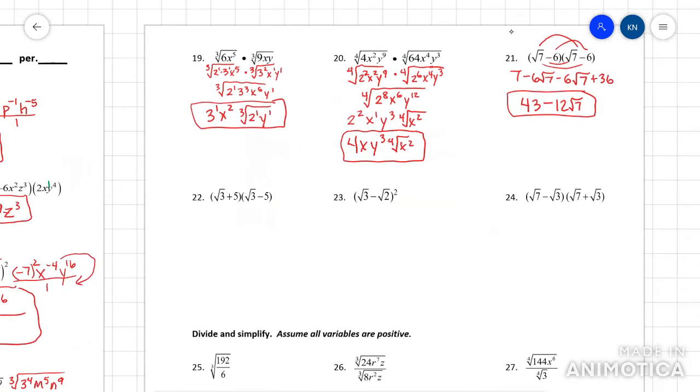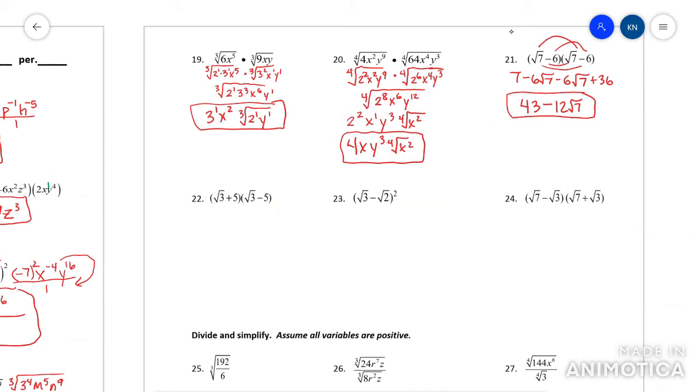Okay, the next one's the same thing. This FOIL, though, it's a nice one because this is kind of like a difference of squares. So you do your first times your first, which would just make 3. Then the outside, inside are going to cancel, but I'll write it out to show you anyways. You'll have a minus 5 root 3 and a plus 5 root 3. And then your L of your FOIL would be 5 times negative 5, which is negative 25. So these guys cancel, and you really just have 3 minus 25, which is negative 22.